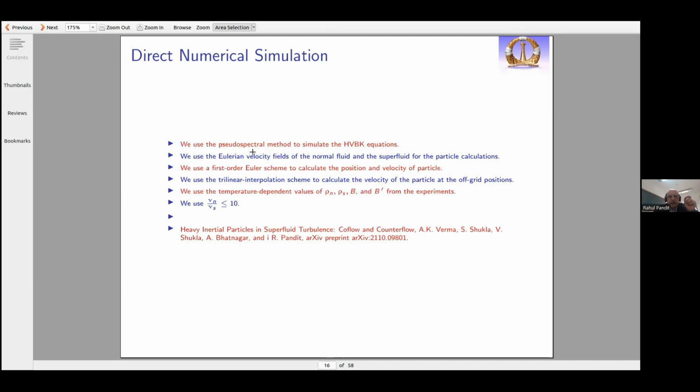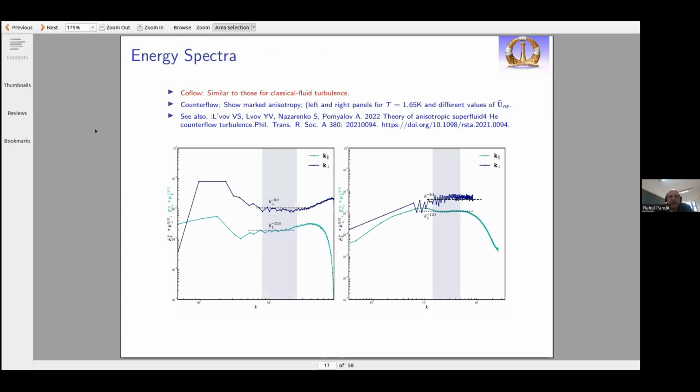Okay, so we know how to do direct numerical simulations, as does everybody else in this meeting. So we use the pseudospectral method, and we use the Eulerian velocity fields to update the particles, and we use interpolation where necessary. So we use nu_n over nu_s less than 10. Ideally you would like nu_s to be as small as possible, but in any practical calculation you cannot make it arbitrarily small, otherwise your code will blow up. Okay, but we do the best job we can.